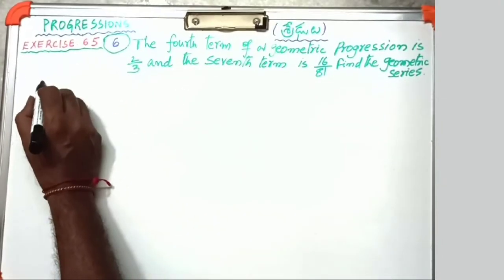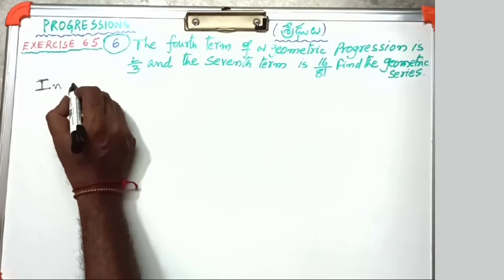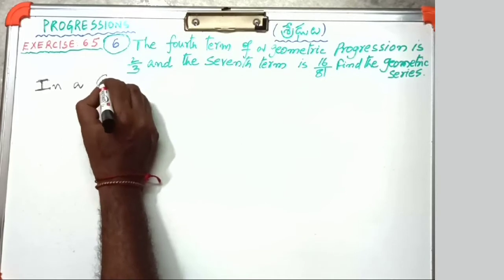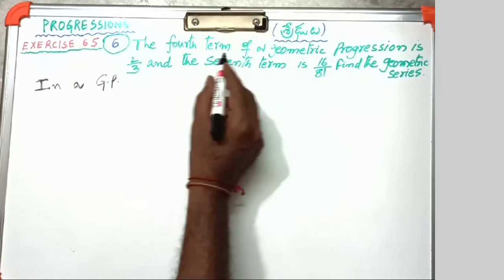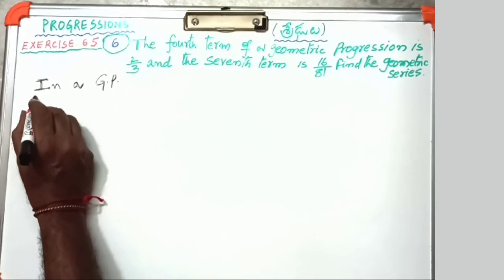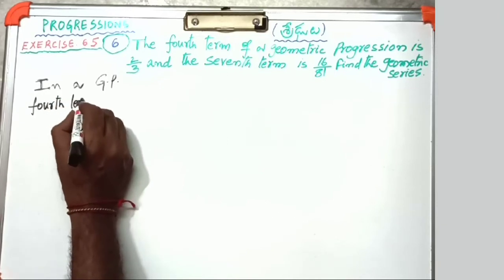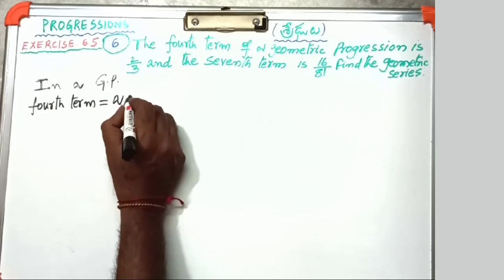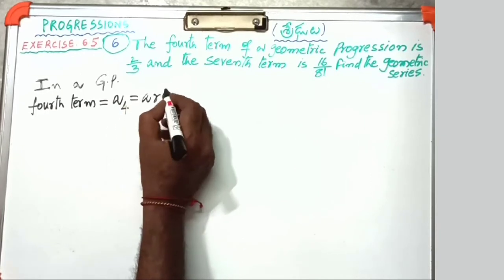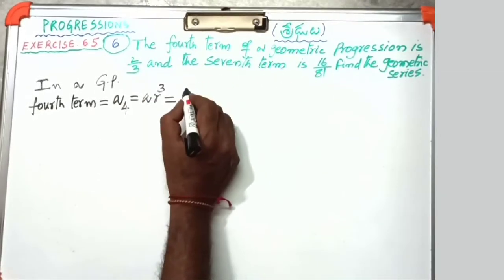Okay, so now write down in a GP what is given. The fourth term is denoted by A4. What is the formula for A4? AR cube, that is equal to 2 by 3.